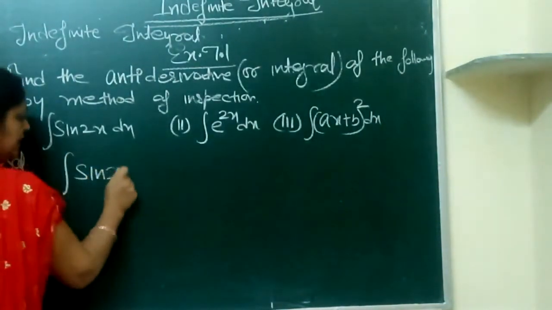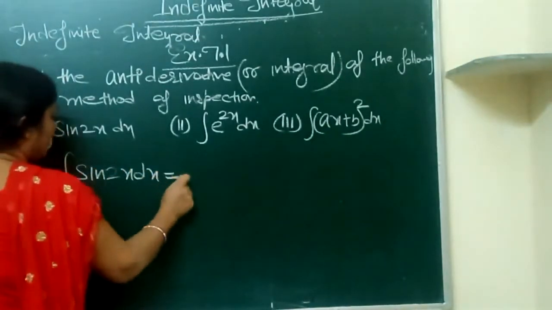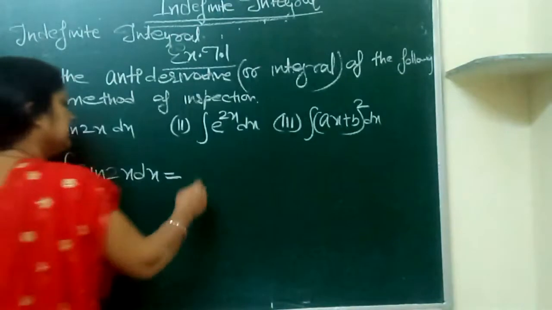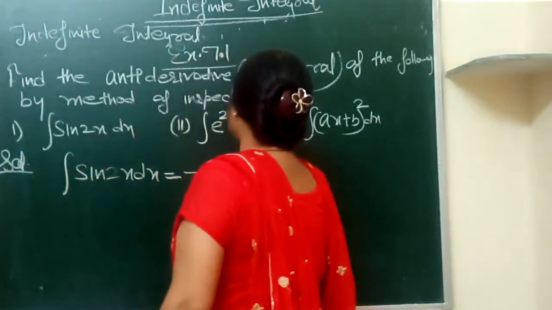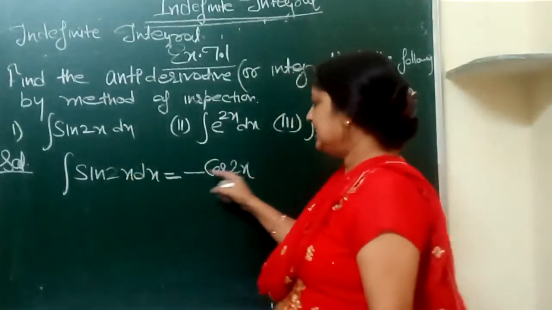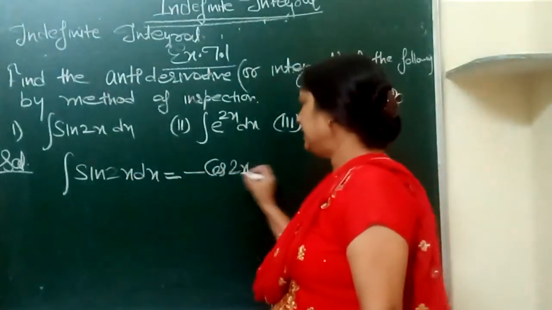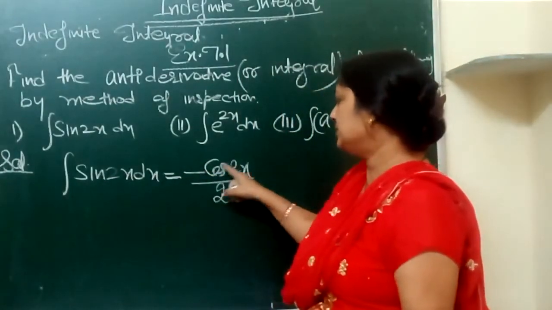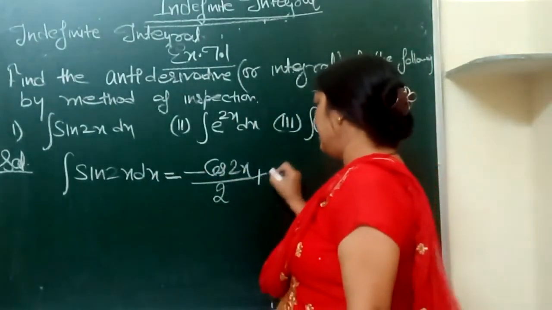Integration of sin 2x dx. Now what is the integration of sin x? The integration of sin x is minus cos x. And for the 2x, in derivative the 2 comes as a multiplier, but in integration it comes in the denominator. So it will come minus cos 2x upon 2 plus c.